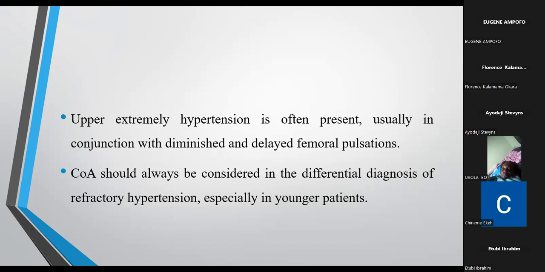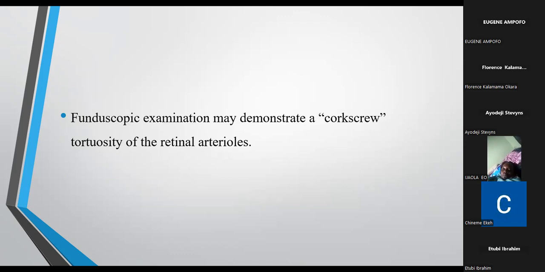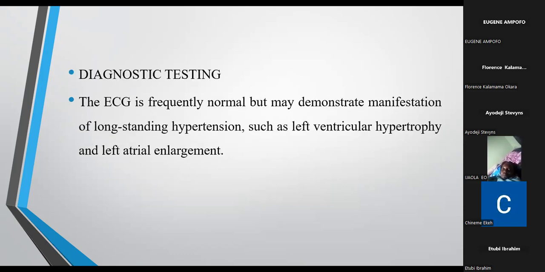Upper extremity hypertension, which is usually systolic, is present in conjunction with diminished and delayed femoral pulsation. Coarctation of the aorta should always be considered in the differential diagnosis of refractory hypertension, especially in the young. When you do fundoscopy, corkscrew tortuosity of the retinal arterioles can be found. An ECG can be normal or show evidence of LVH or left atrial enlargement.